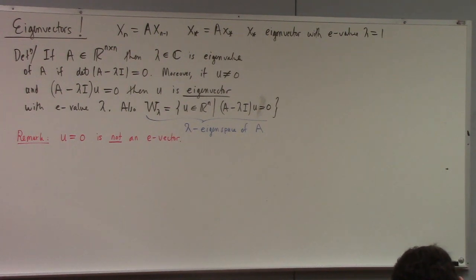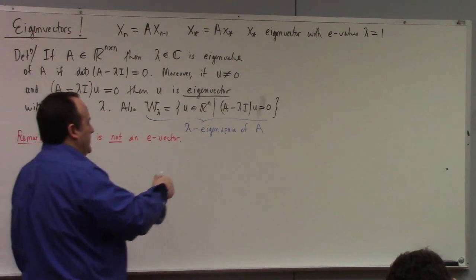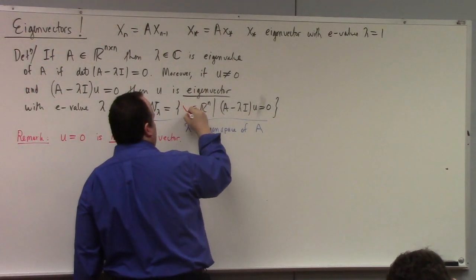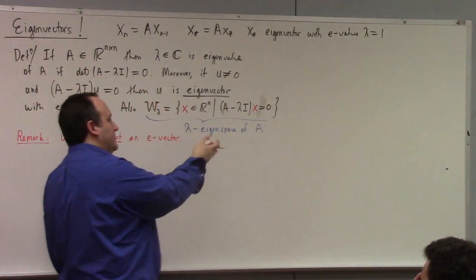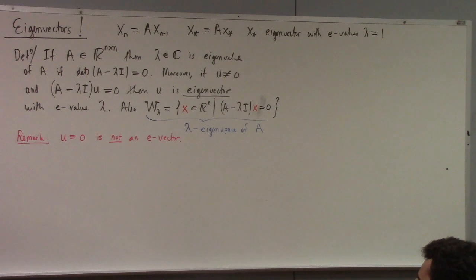So 0 is a solution, right? 0 is always a solution to A minus lambda I times U equals 0, right? Like if you look at this equation, let me just erase the U and put an X here to make you feel different about it. There. Same equation, same idea, different notation. If I put X equals 0, it solves this equation, right? However, 0 is not an eigenvector.